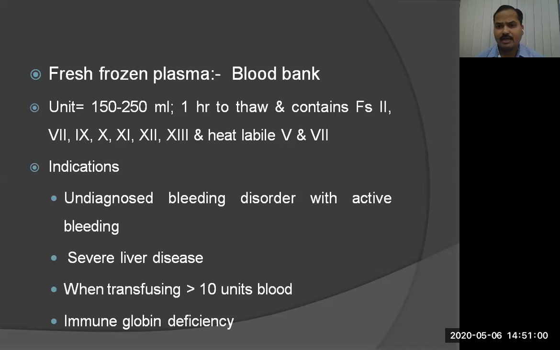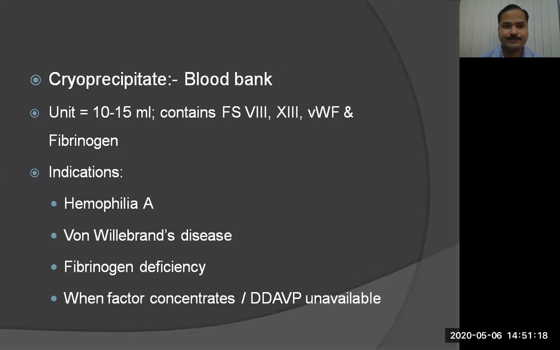Fresh frozen plasma is very useful in cases of undiagnosed bleeding disorders with active bleeding, so it will arrest the bleeding to some extent. In severe liver disease, when transfusing more than 10 units of blood, it is also required, and in patients with immunoglobulin deficiency.